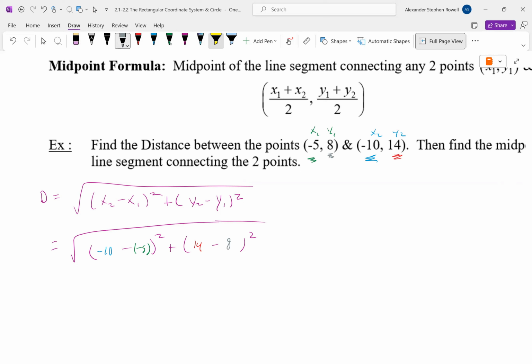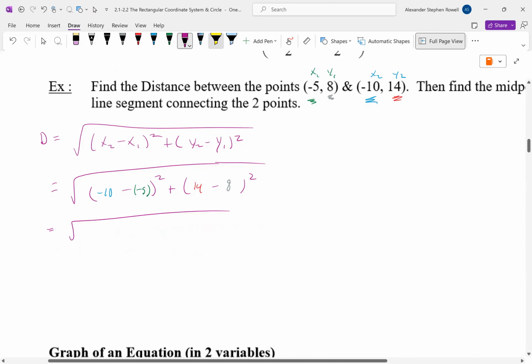Could I have labeled the ordered pairs opposite? Yes, I could have made the first one x2, y2, and the second one x1, y1. And the formula would provide the same answer. Do you believe me? In math, you don't have to believe me, right? You can just try it out. See if you get the same answer.